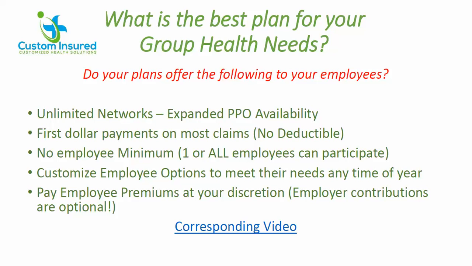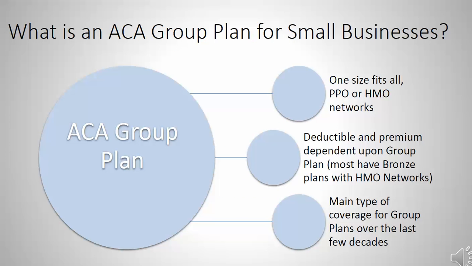And last but not least, pay employee premiums at your discretion. So you can pay 1% of the employee premiums, or you can pay all the premiums. We don't have a minimum like traditional plans that require you to pay 50%. We don't have any of that. Now, we do recommend you pay more than not, because once again, these are employee benefits designed to capture longevity of an employee and limit your overhead or costs of training new employees. So with that being said, let's go ahead and take a look at what a group plan ACA is and how that works for small businesses.